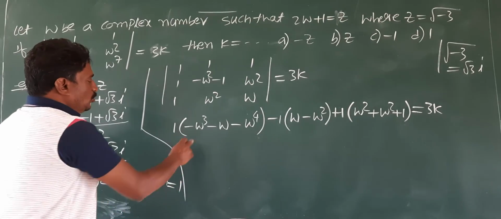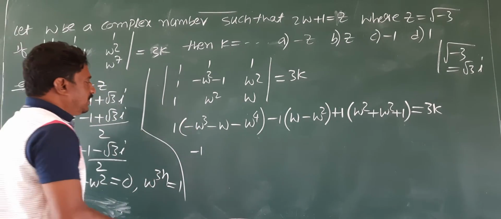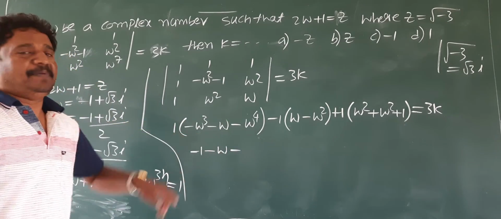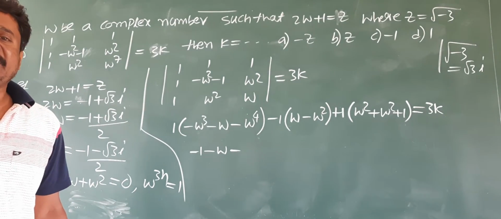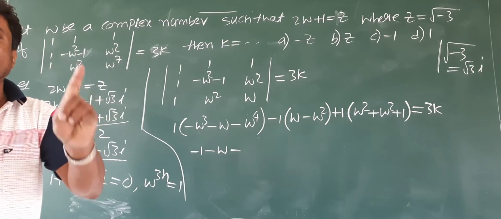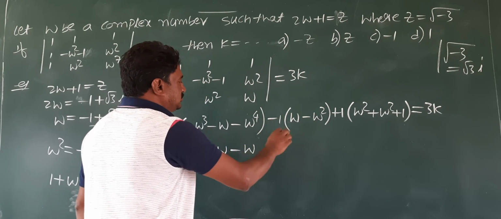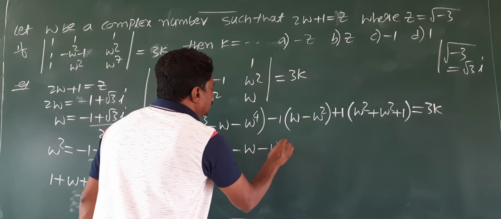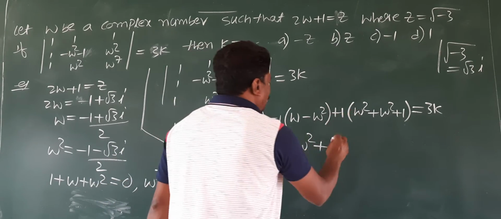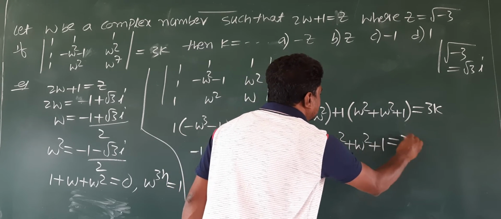Simplify this, students. Omega cube is 1, minus 1, minus omega power 4. You take omega power 4 as omega cube into omega. Omega cube is nothing but 1, into omega. So omega multiplied by minus omega, minus into minus plus omega square, plus omega square plus 1 is equal to 3k.